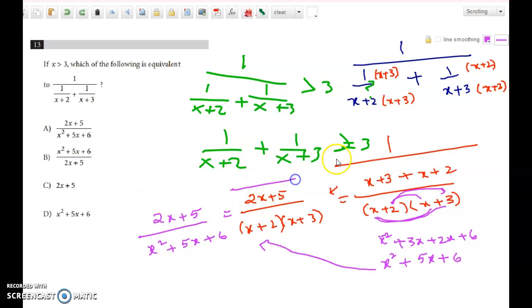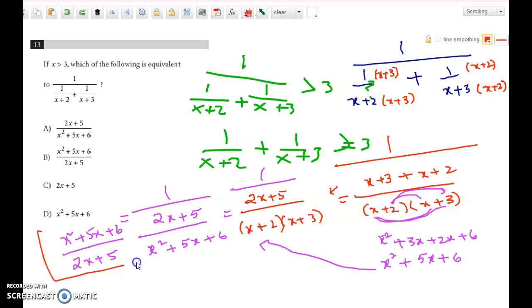But I should not forget about this one on top. When you have a fraction over a fraction, you always flip the fraction. So if you flip the fraction, you're going to get x squared plus 5x plus 6 over 2x plus 5 as your final answer. So this is the entire process of this math question.